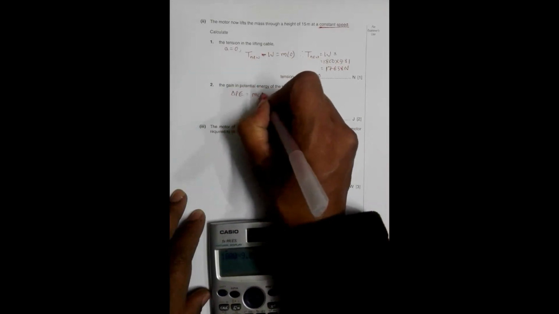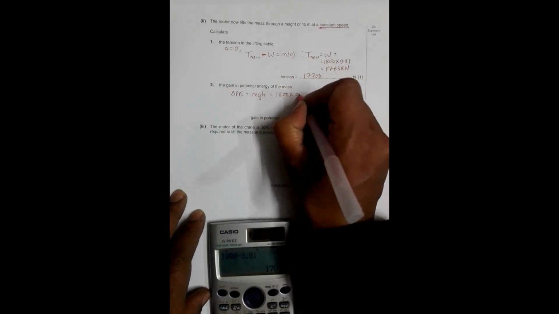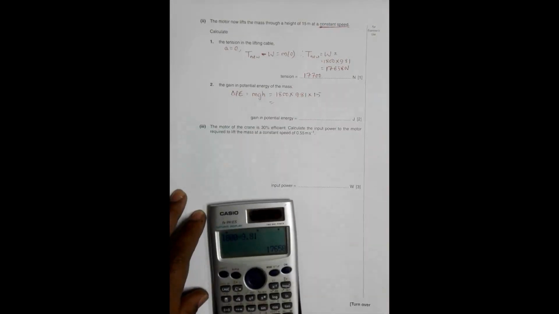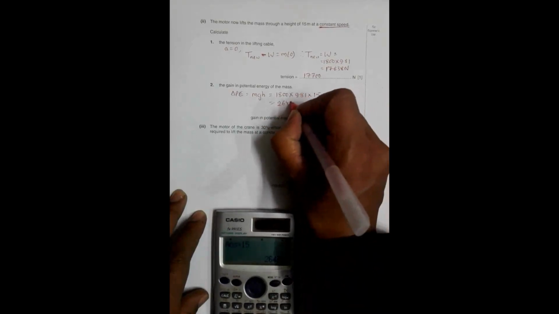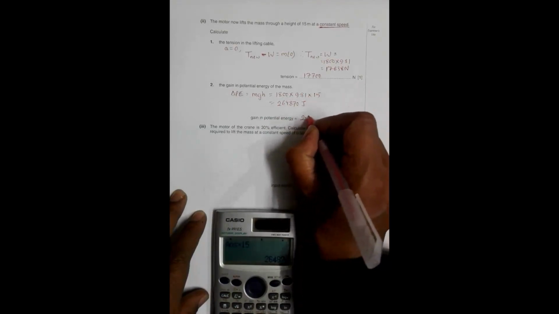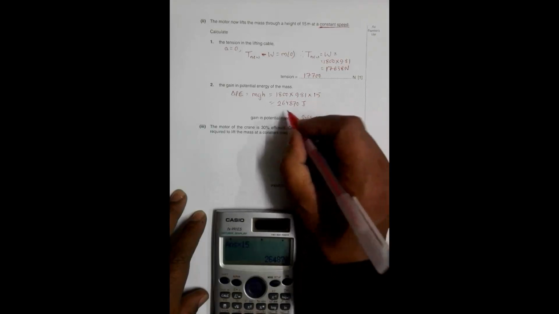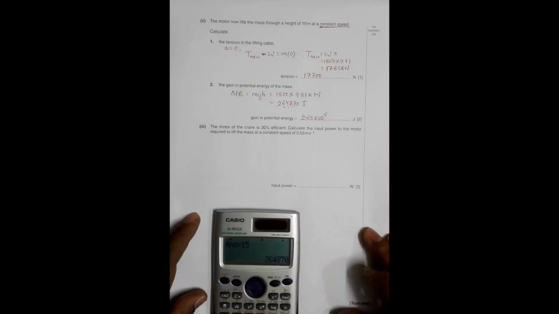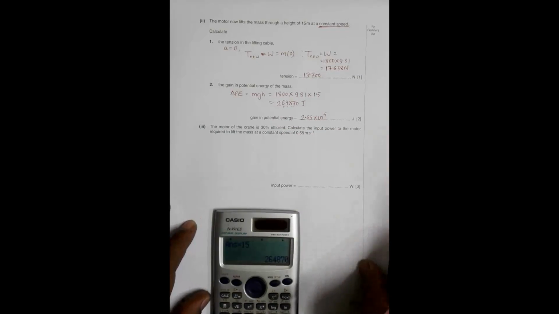Now the gain in potential energy of the mass, delta PE, is equal to mgh. That's equal to m is 1800 into g is 9.81 into h, which is 15 here. So that will be equal to 264870 joules. So it will be equal to 2.65 into 10 to the power 5 joules.